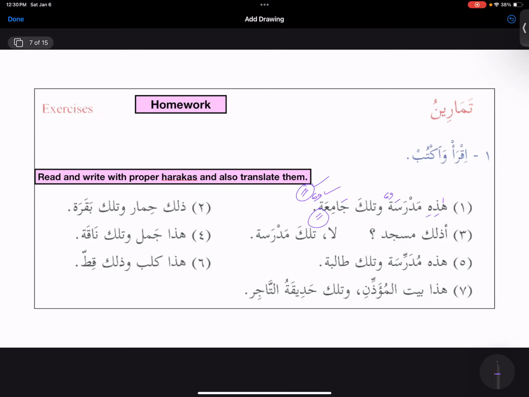Jami'atun. Jamia means university and madrasa means school. Okay, so this is madrasatun wa tilka jami'atun. Next one. Dhalika himarun.